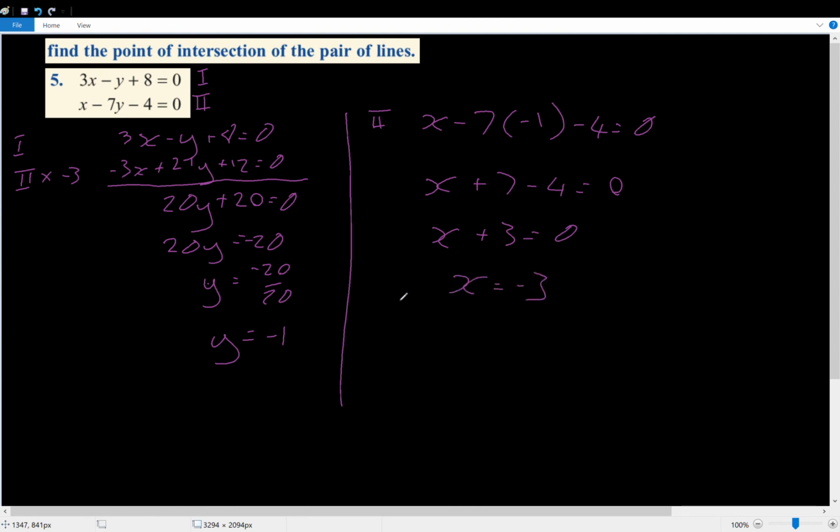And now we just have to put these two numbers together to form a point. Remember, it's x value first, then y value. So the point of intersection of those two lines is minus 3, minus 1. And that is that.